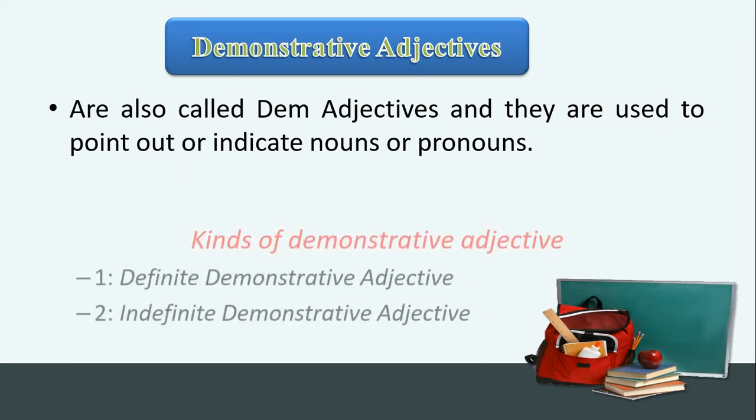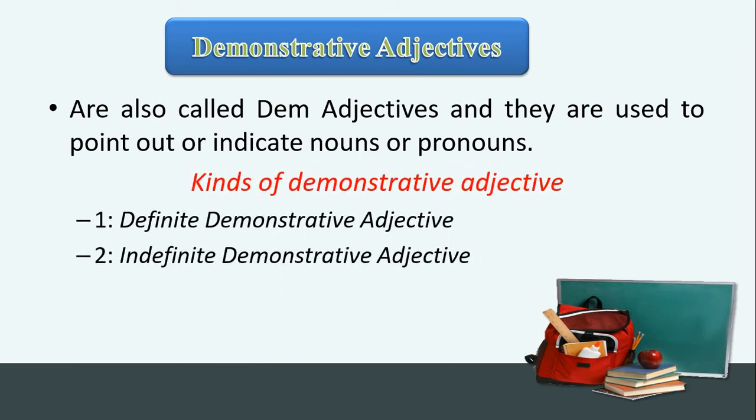So let's get started. So the kinds of demonstrative adjective: we generally have two kinds of demonstrative adjectives. First we have definite demonstrative adjective, and second we have indefinite demonstrative adjective.